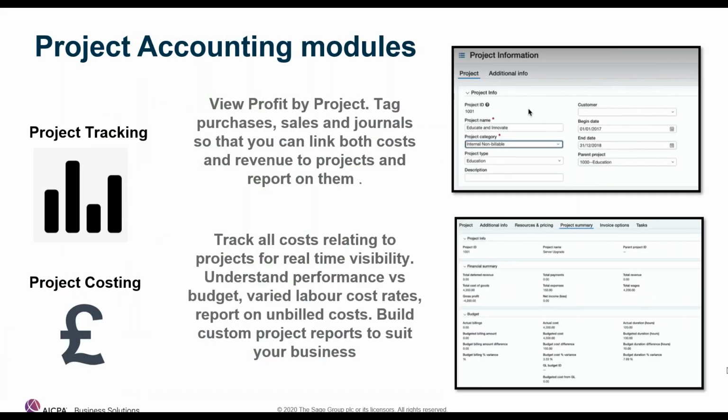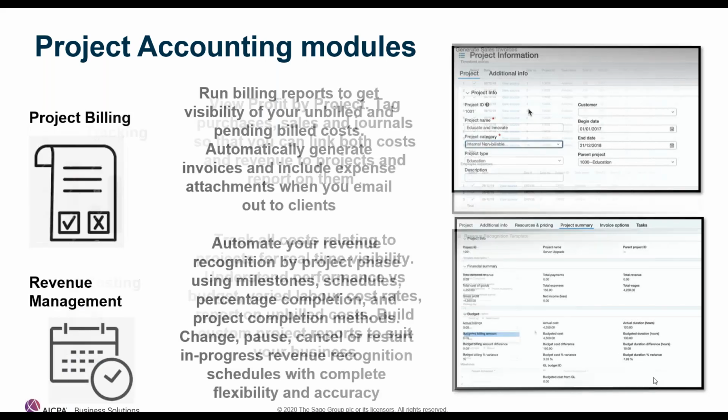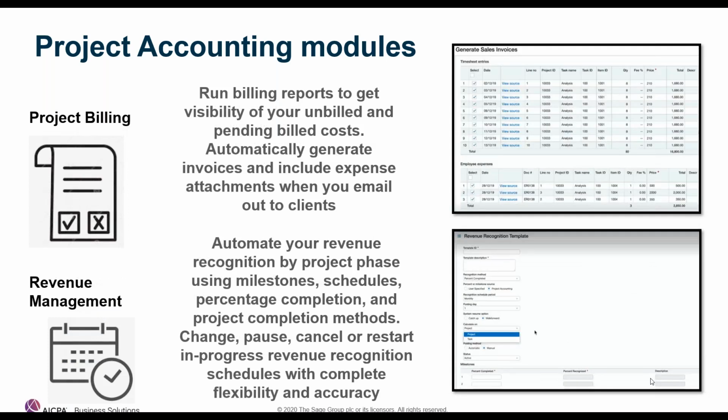In a moment, Rick will show you how the different layers of Sage Intacct project accounting works, and he'll walk you through the different modules. But here's a high-level overview. Project tracking module allows you to view profit by project, tagging purchases, sales, and journals so that you can link both cost and revenue to projects and report on them. Project costing module, you can track all costs to projects for real-time visibility. Project billing allows you to run billing reports to get visibility of your unbilled and pending billed costs.